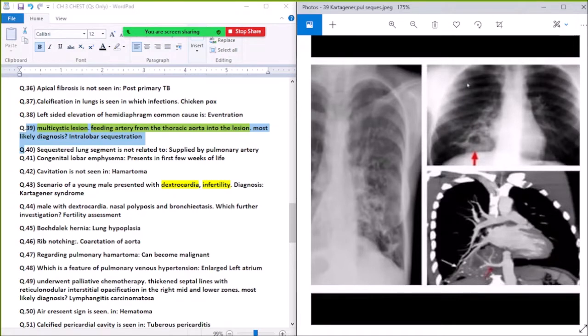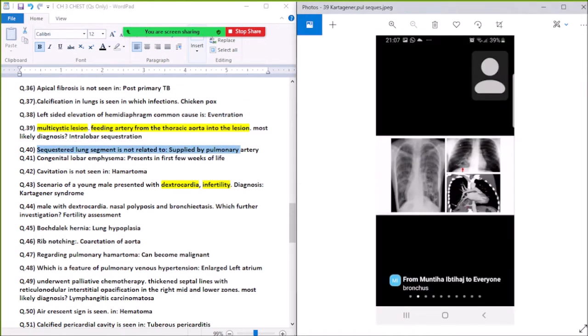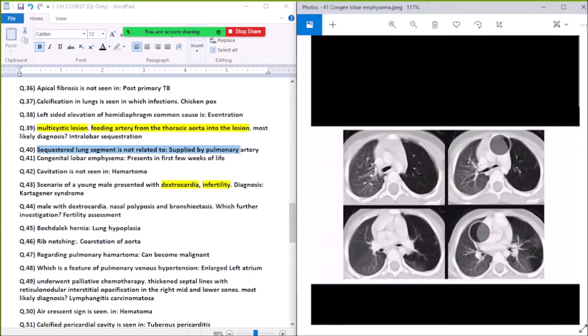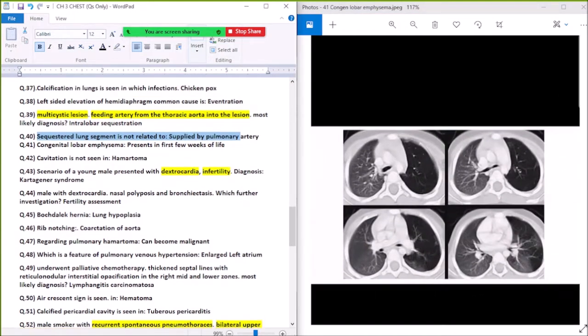Pulmonary sequestration: a sequestered lung segment not related to or supplied by the pulmonary artery. It drains into the pulmonary veins but is not supplied by the pulmonary artery. It is supplied by a thoracic aorta branch.